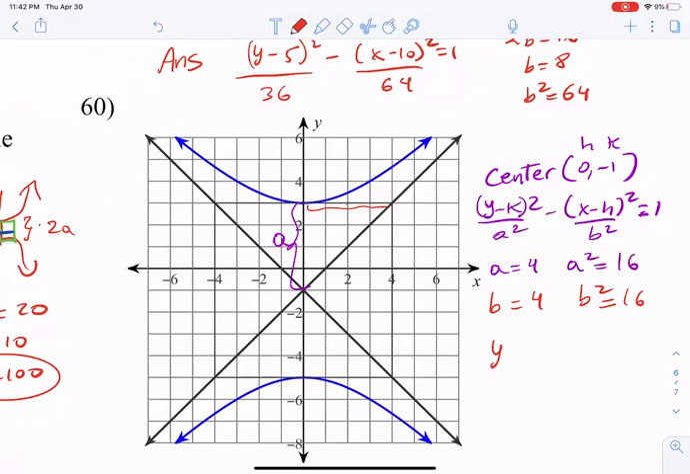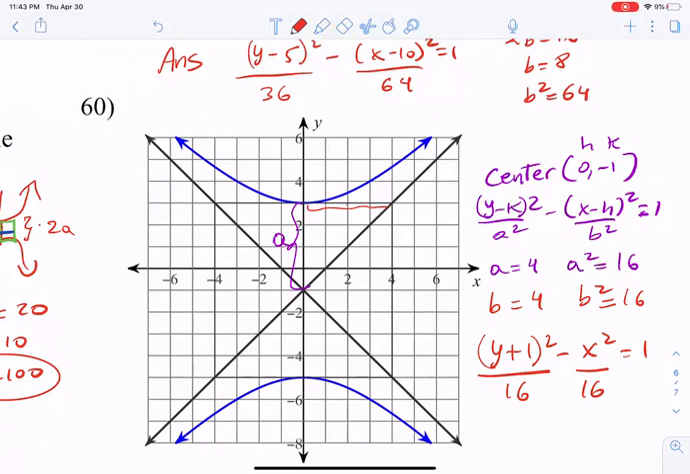So this is y minus k, so that's y plus 1 squared, minus x minus h, which is x minus 0, which is just x squared. This is equal to 1. The value for a squared is 16, the value for b squared is 16, and I'm done. That's the answer. So that was easy. So let's see what's the answer for that problem. 60, y plus 1, that's correct.